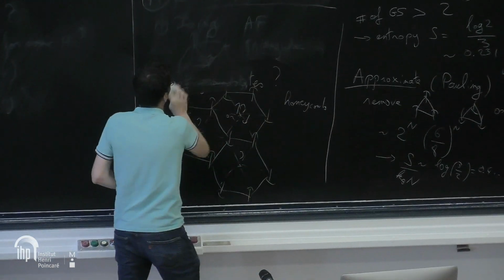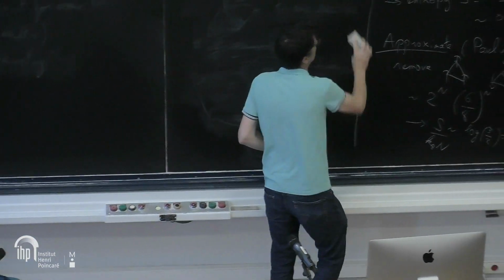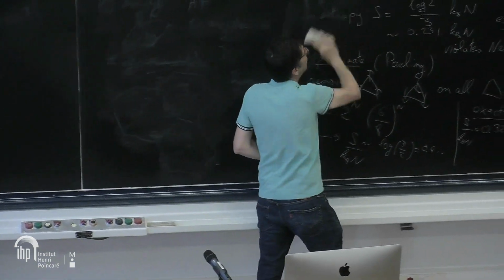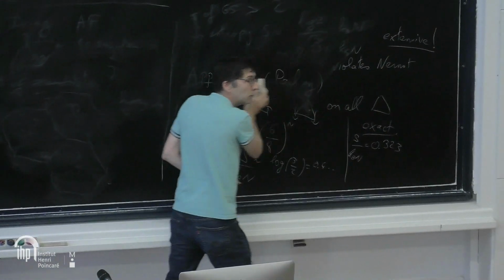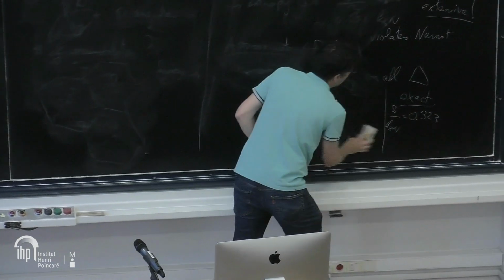My talk is only about magnets. So I will show you that yes, it does exist. So spin liquid exists, at least in models, both in the classical case and the quantum case.